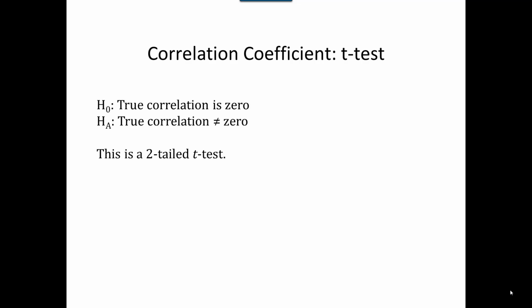The null hypothesis for this test is that the true correlation is 0. The alternative is that it is not 0. Note that this is a two-tailed test because the hypothesis can be rejected if the correlation is either positive or negative. The test statistic is calculated using this formula, where r is the correlation in the sample and n is the sample size. This is distributed as a t-statistic with n-2 degrees of freedom.